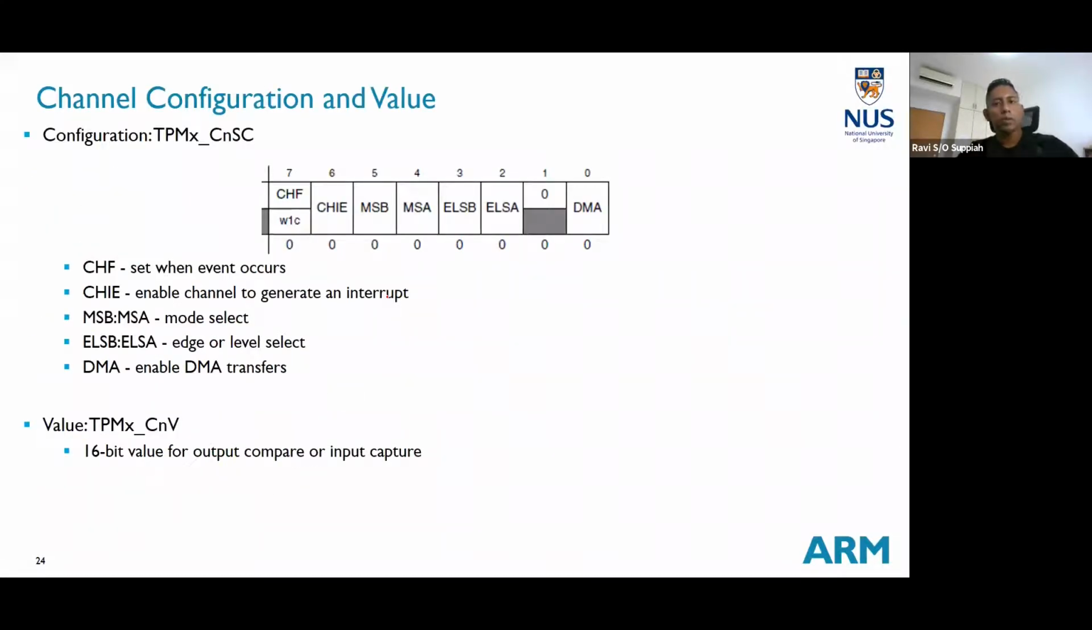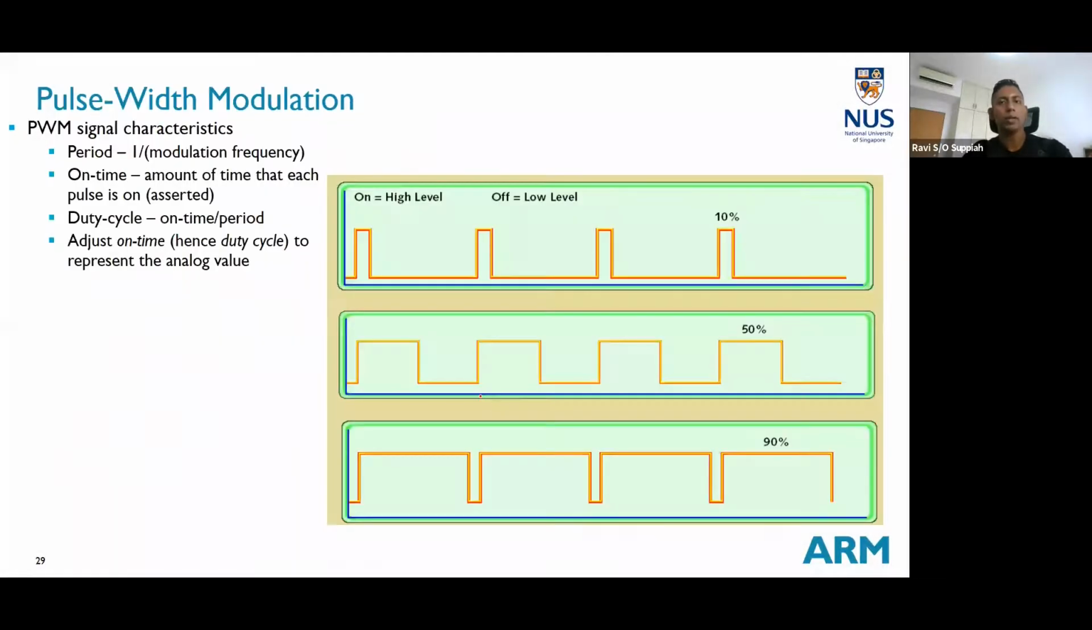Okay, so in terms of channel configuration, again, there are some bits here. These bits here, MSB, MSA, and ELSB, ELSA, select the mode as well as the edge select. So these are important for us to decide what type of PWM I'm going to generate, the mode of operation. So we'll look at that now. And of course, the CnV register is also used to decide the duty cycle of our generated signal. So all of this is what we're going to be looking at now.